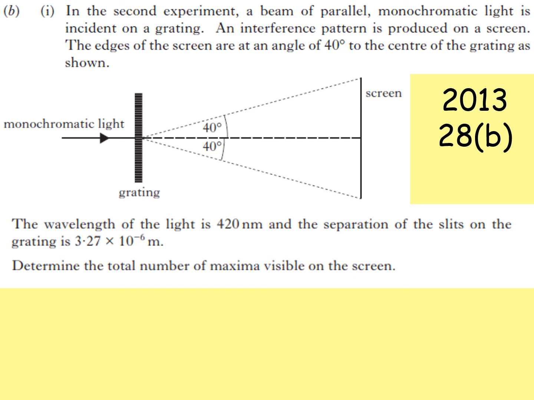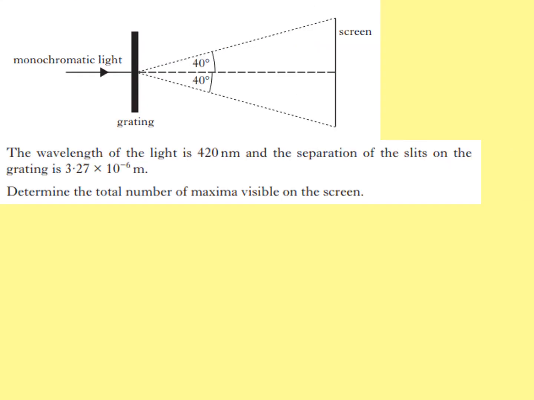So this is a difficult question. Go back to basic principles, writing down what we know. We know that the wavelength is equal to 420 times 10 to the negative 9 meters. We know that the separation between the slits is 3.27 times 10 to the negative 6. And we also are given the maximum angle, which is 40 degrees. So with this information here, it should lead us into what we need to do. This is to try and find our m, the value of our maxima.